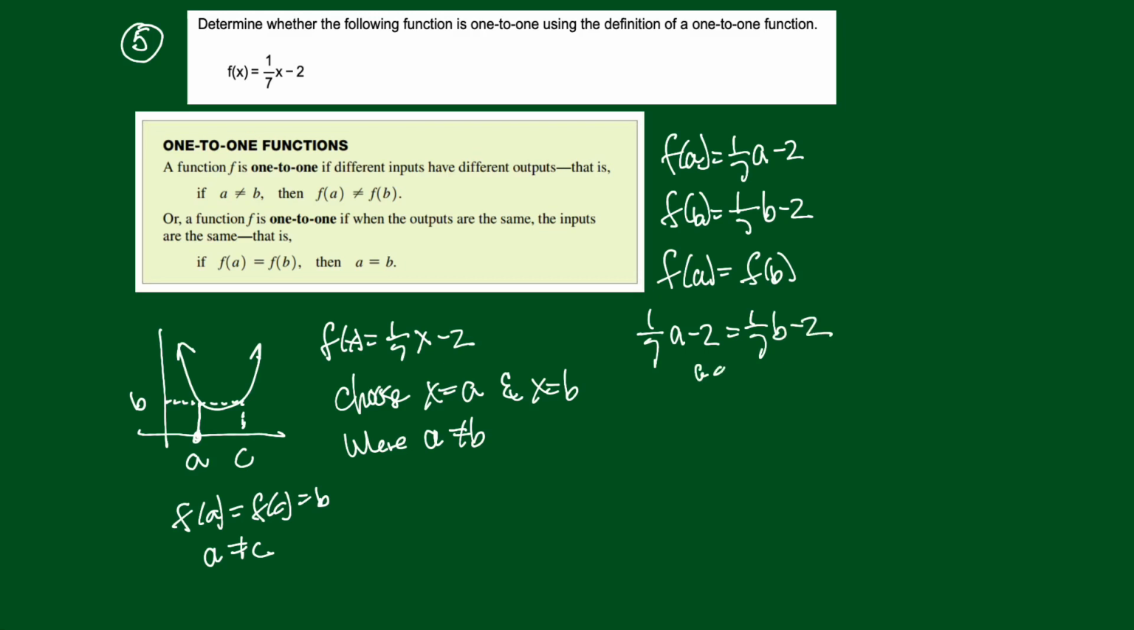All right, let's add 2 to each side. That'll give us 1/7 a equals 1/7 b. Multiply by 7 to get rid of those fractions, and we'll get a equals b. So according to the definition, if f of a equals f of b, which we did up here, that means that a has to equal b. And sure enough, that's what we developed. So using this function, we've now proven that it is one-to-one.